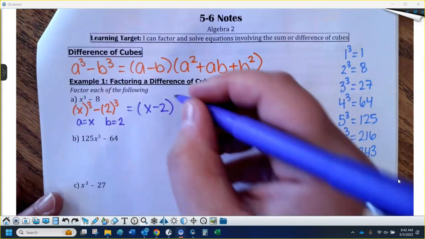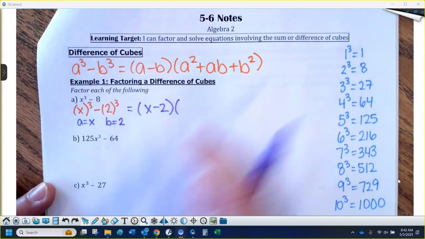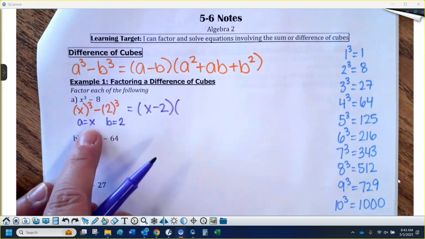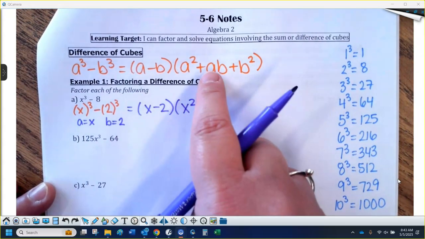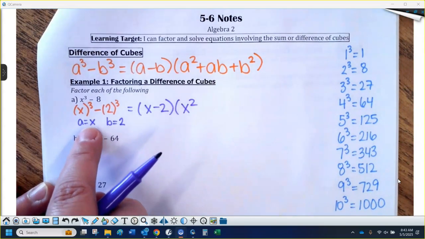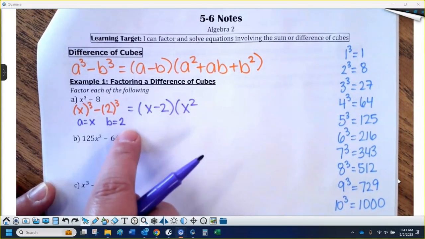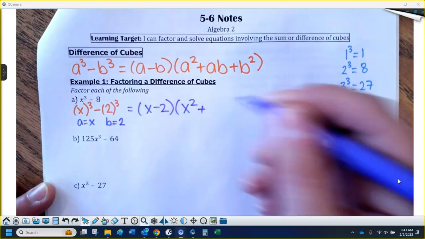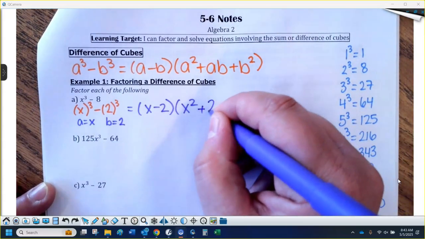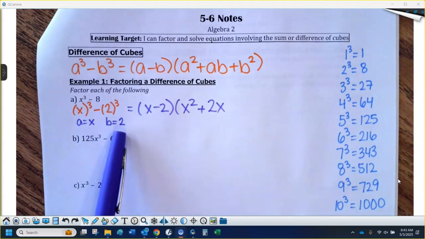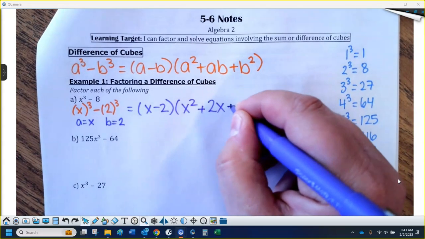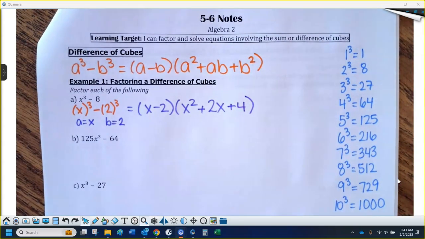Now, this part is a little bit trickier. So a squared, where a is x, so we're just going to do x squared. A times b would be x times 2, but typically you put the number in front, so I'd write that as 2x if I was writing that problem out. And then the last step is b squared. So b is 2, so I'm just squaring 2, which is where I'm going to get 4.